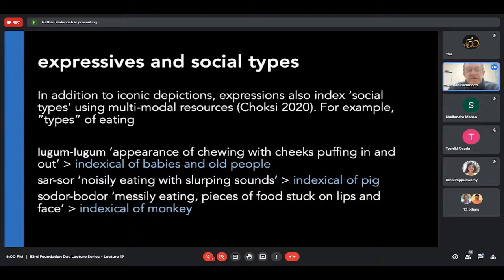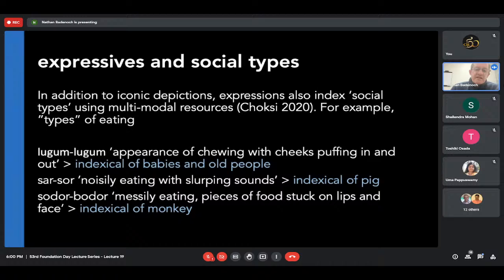And so when someone eats sarsor, we're talking about slurping and noise that may not be so appropriate for the eating situation, but also a sort of uncontrolled and slightly wild set of activities, of motions. In this case, we described using a Japanese style eating of noodles, but again, brought in the social index of a pig.